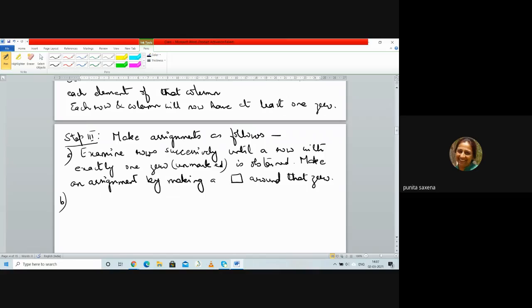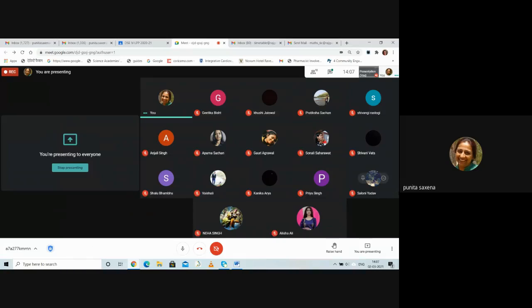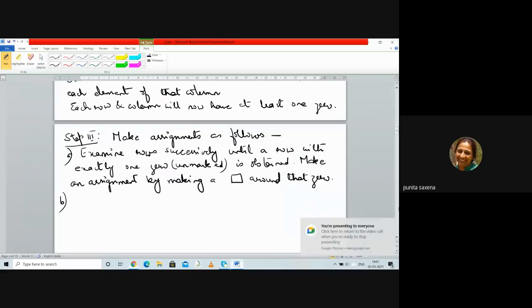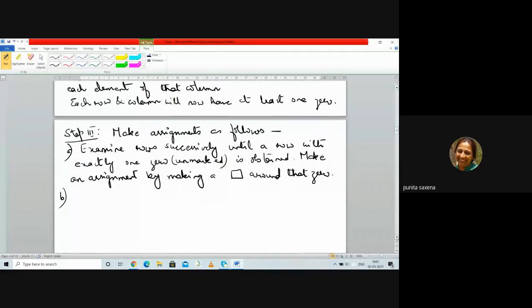Now, once we have made, I mean, see what has happened. That row had only one zero, right? We don't know the remaining zeros in that column, right? Now, once we make a square around that zero, that means we have assigned that job to a particular worker. Okay, so that means that job cannot be assigned to any other worker, right?